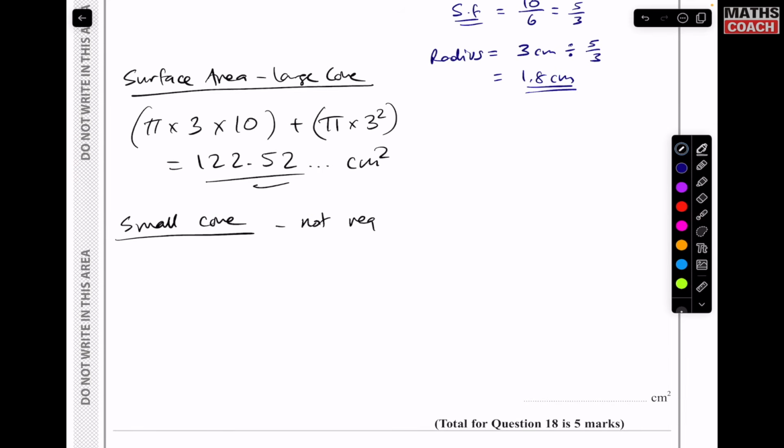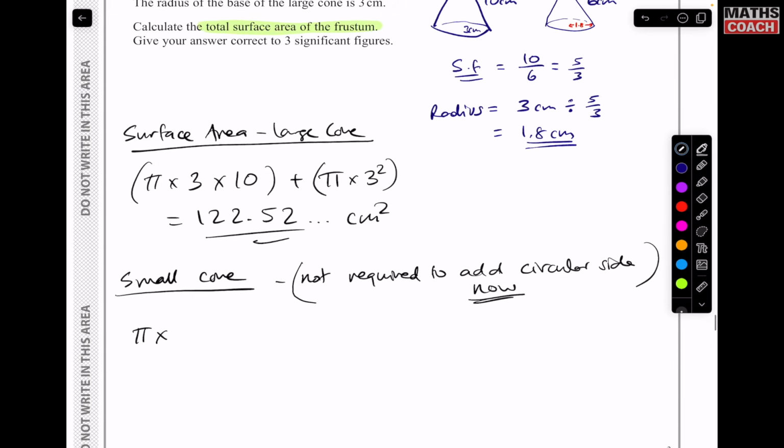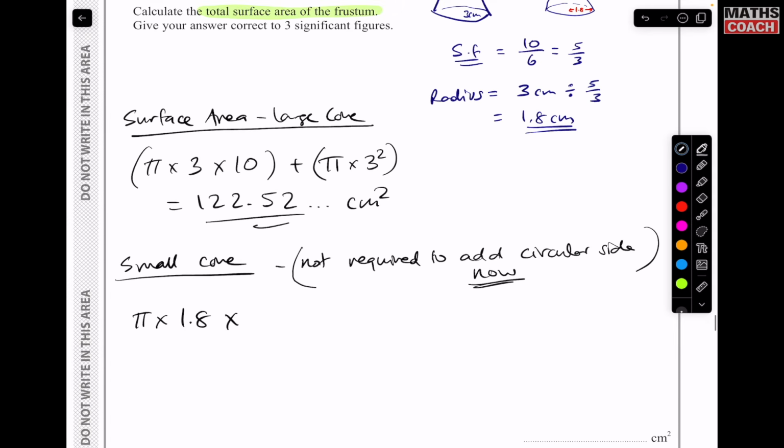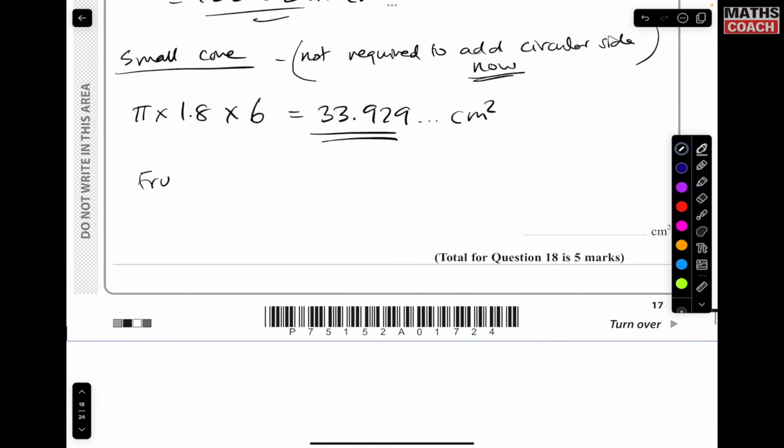So not required to add the circular side now. Okay, you don't need to do it now. That's the difference. Okay, because if you do it now, you're going to be taking away too much. All right, that's why. All right, so now what do we have for the small cone? Pi times radius, which is 1.8, we worked out, times the slanted length, which is 6. Okay, that gives us 33.929 centimeter squared.